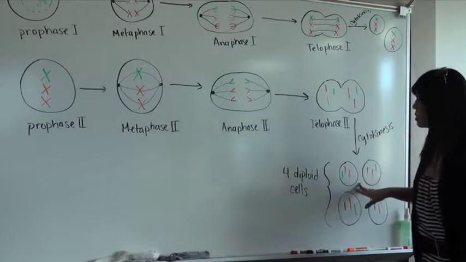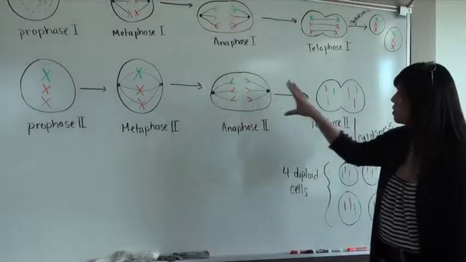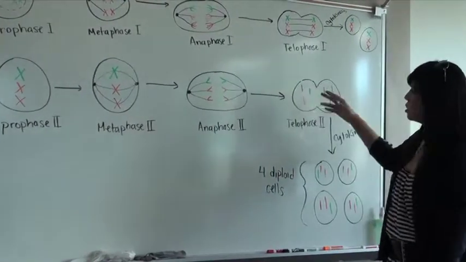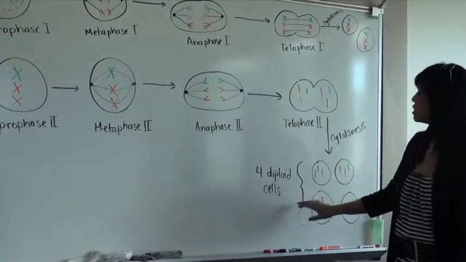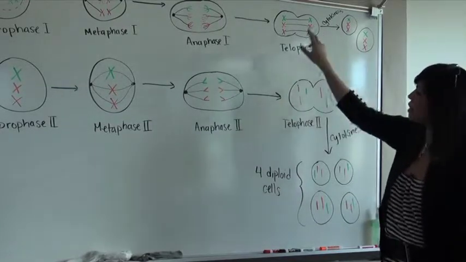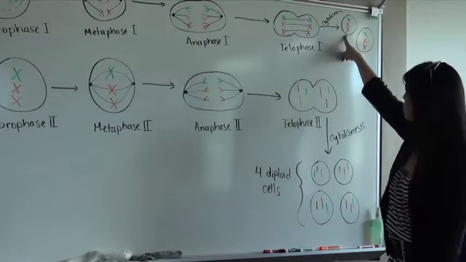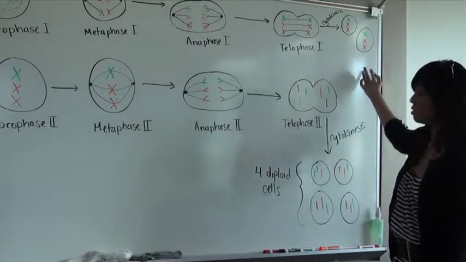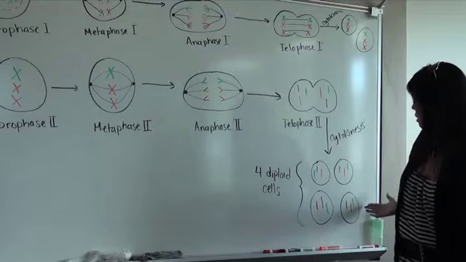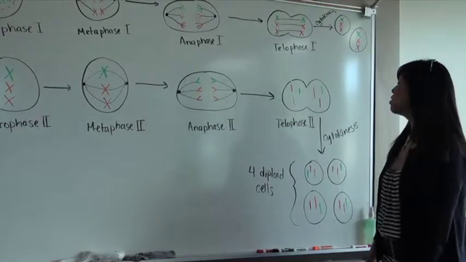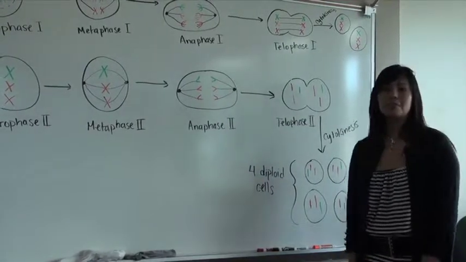Now let's multiply this whole section by two, and now we have 4 haploid cells. This one divided into 2 and this one divided into 2 to make 4 cells. So that is our end result. We have 4 gametes now, sex cells.